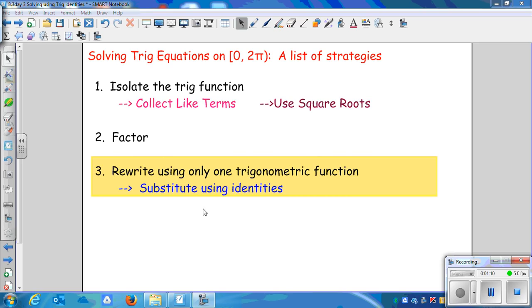In this lesson, we're going to rewrite using only one trigonometric function, and we're going to use substitution by using the identities. So for example, if sine and cosine are in the same equation, or sine squared and cosine squared, we may need to use substitution to have everything written in terms of one of the trig functions. So going on here, we're going to take a look at the different trig functions and trig identities that we've covered in other sections.